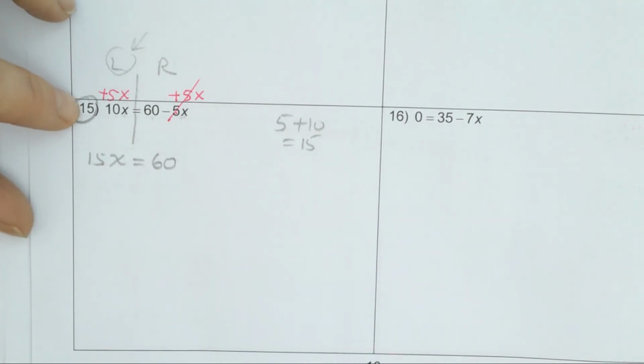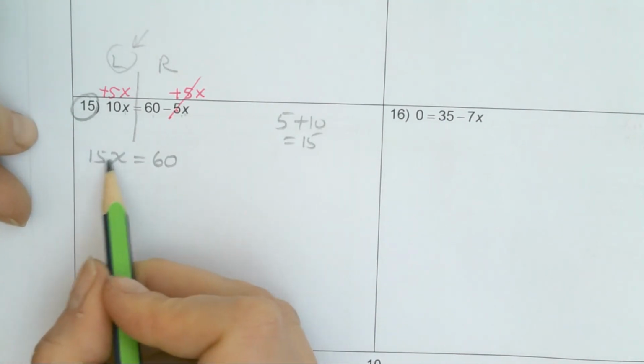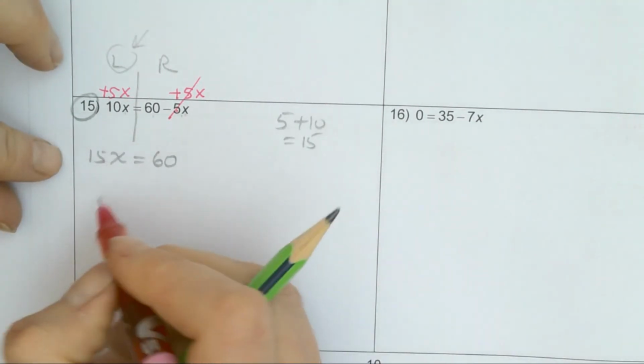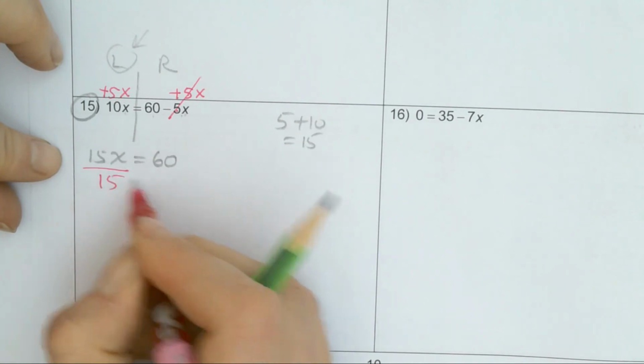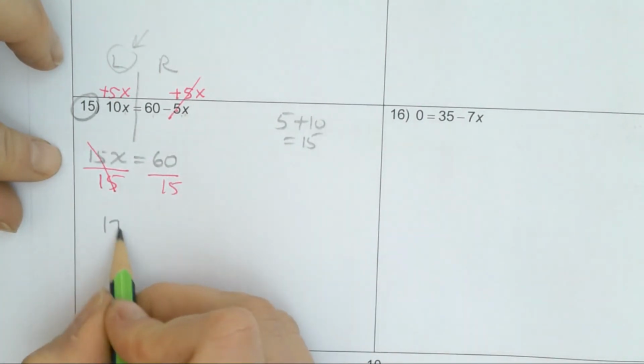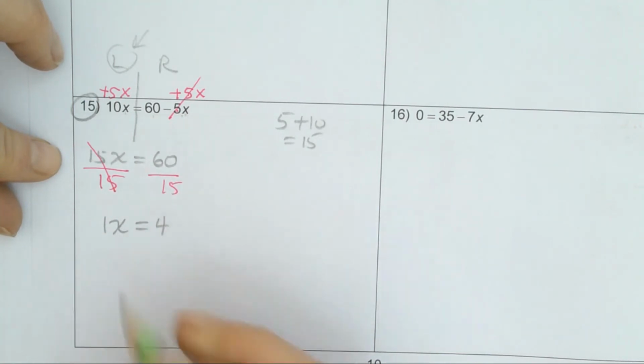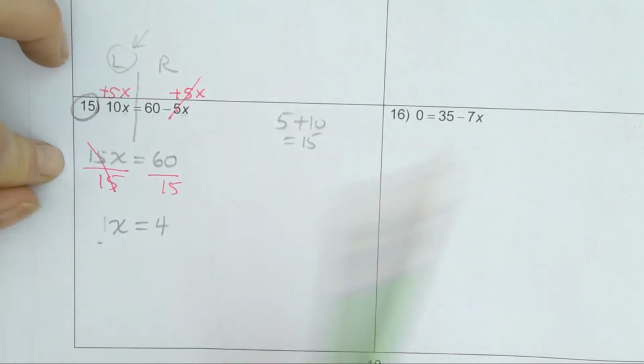Who's my best friend, 15 or 60? 15, because he's close to the x. So I have to get rid of the 15, because x wants to be alone. 15 divided by 15 is 1, so that's 1x. And 60 divided by 15 is 4. But we don't have to write the 1. We can just go x equals 4.